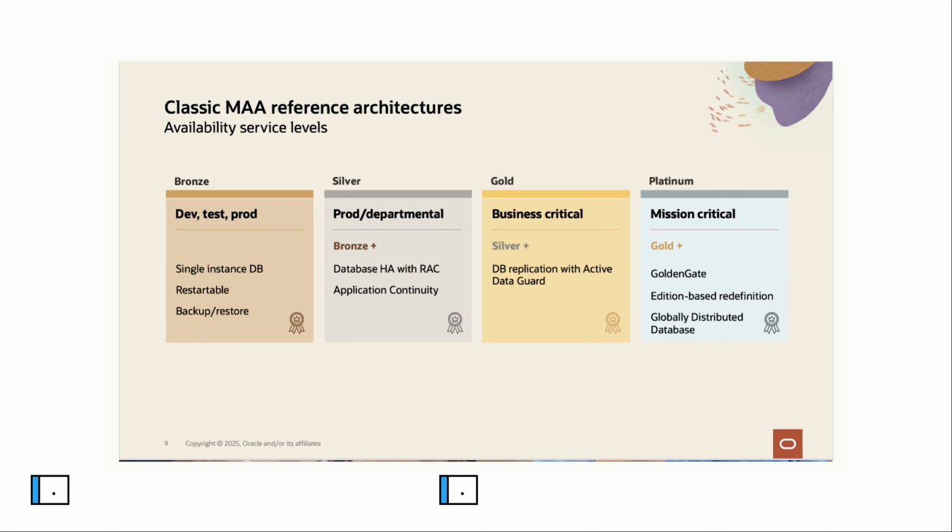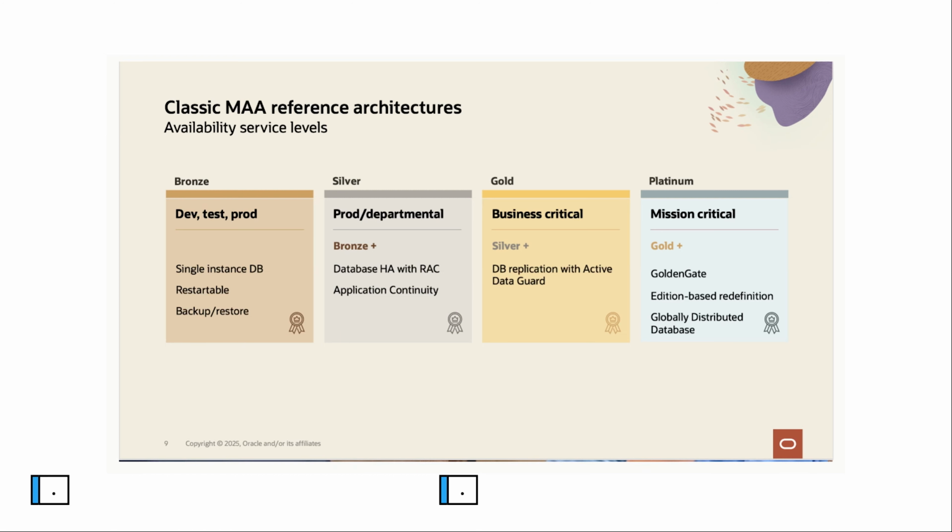Gold also adds now disaster recovery capabilities to your environment. So now we introduce to this level Data Guard. And of course, Data Guard for disaster recovery capabilities, Real Application Cluster, RAC, from the silver to protect your high availability, and also RMAN from the bronze to have backups. So you have different levels of protection.